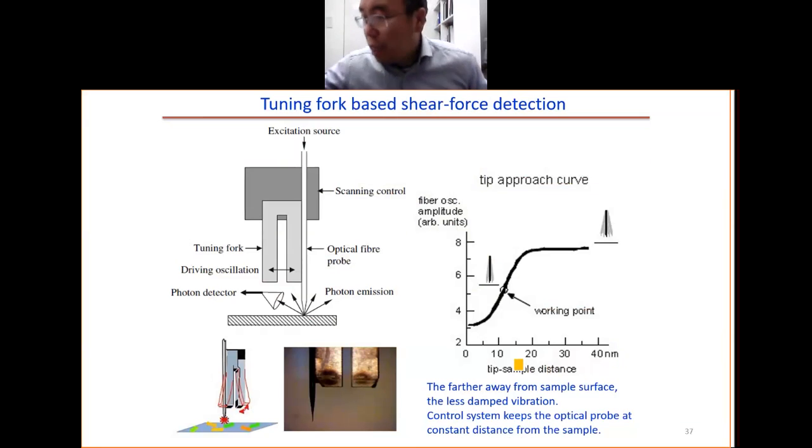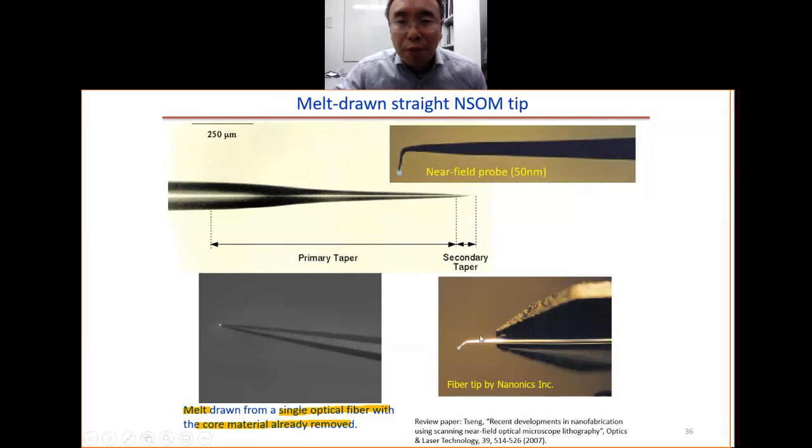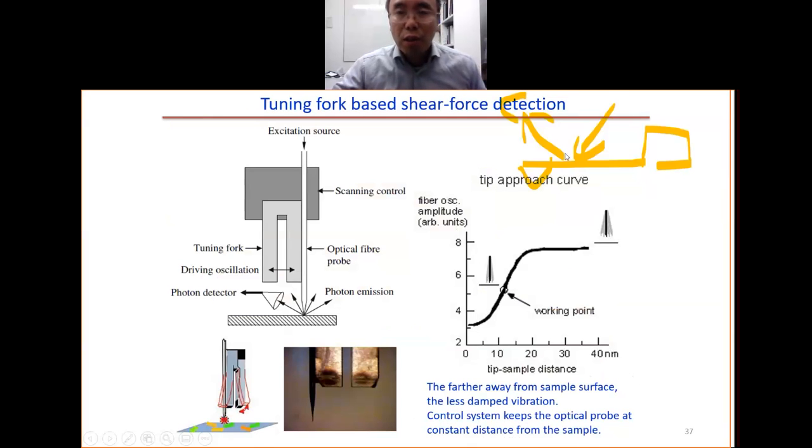And the second question is how to approach the surface. We know that for the case of normal AFM, we have the tip, and we shine the laser beam, then it goes to the detector. This is the normal AFM. This is how you control the cantilever approaching the surface. But in this case, the tip is very sharp, so you cannot do the same optical measurement on the cantilever.